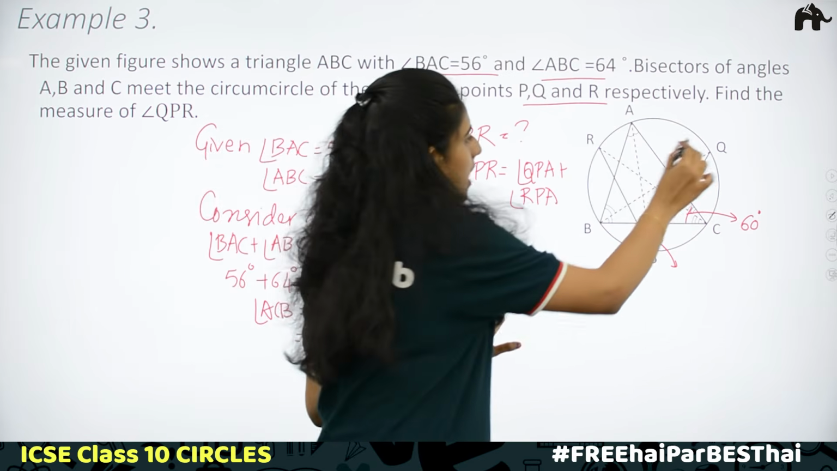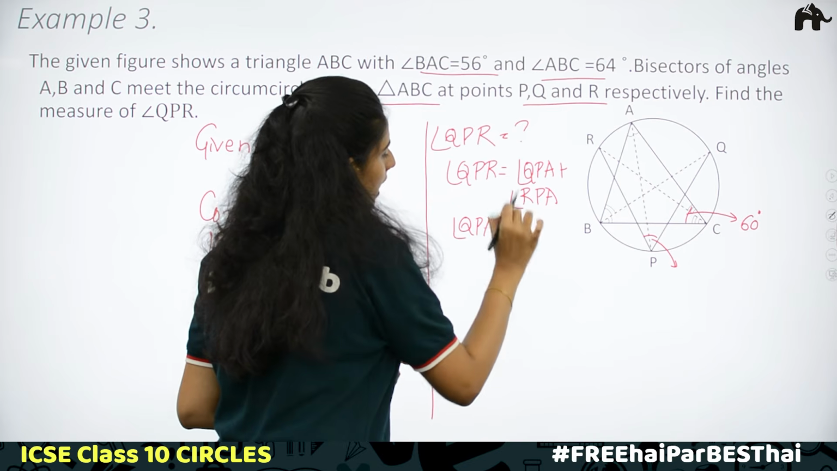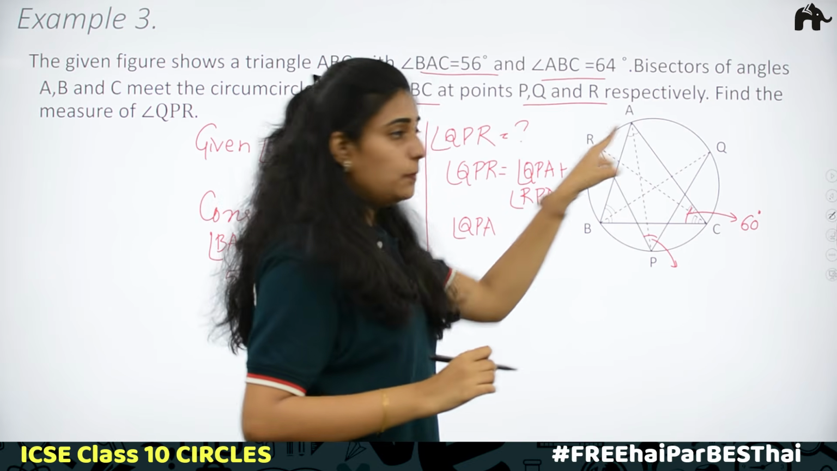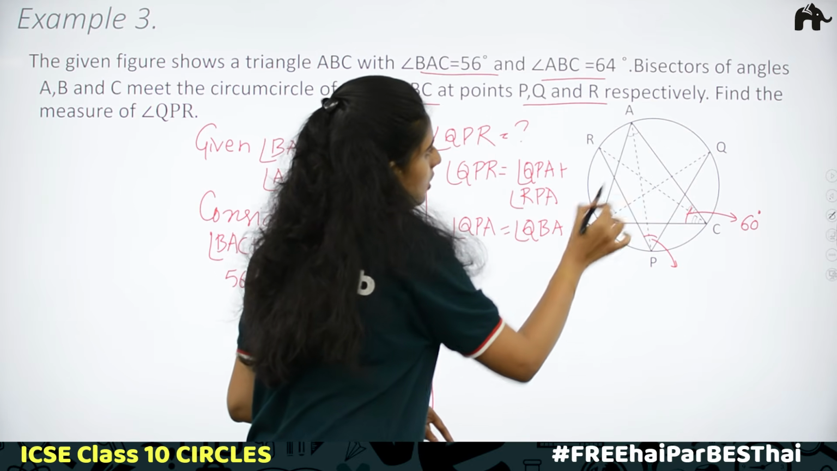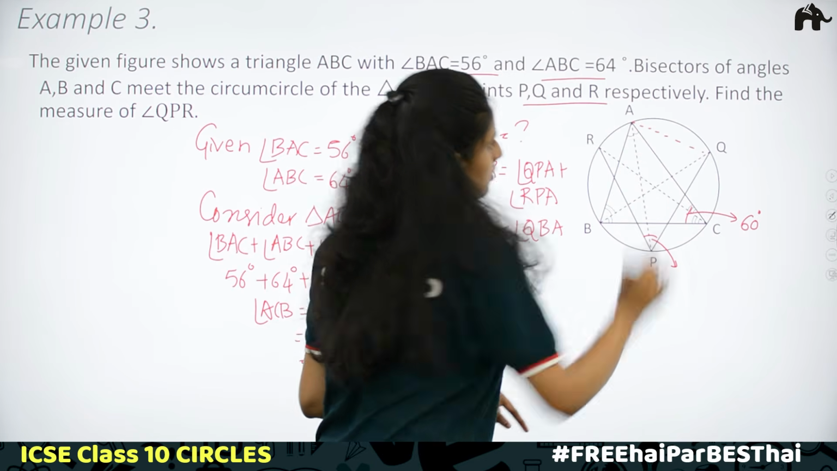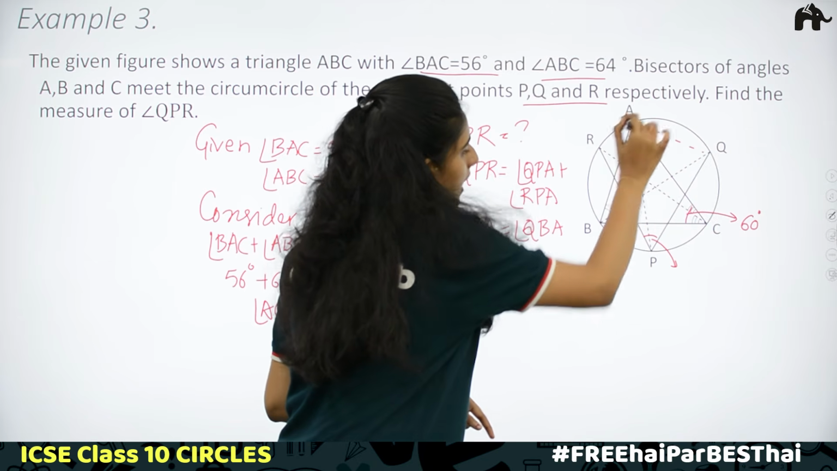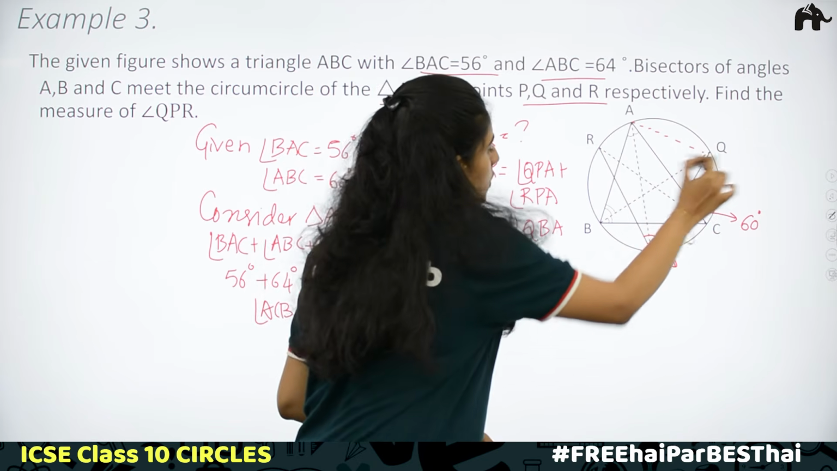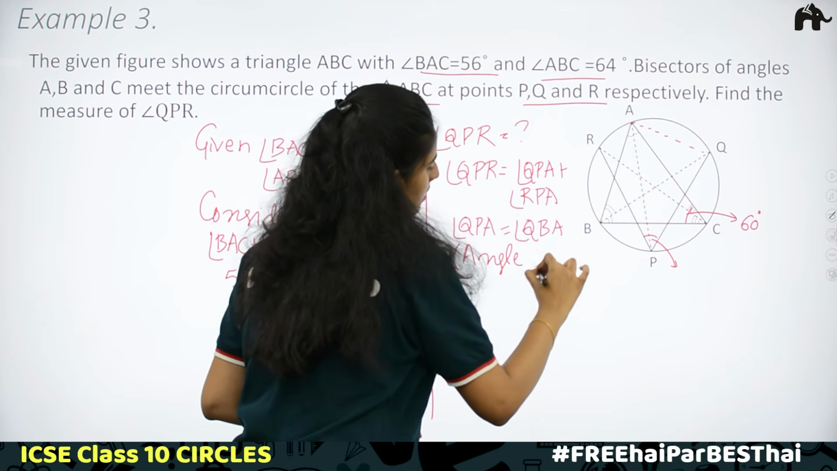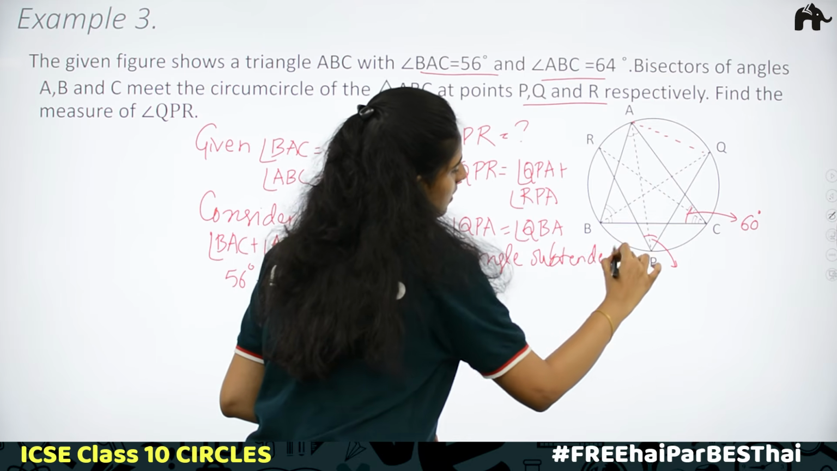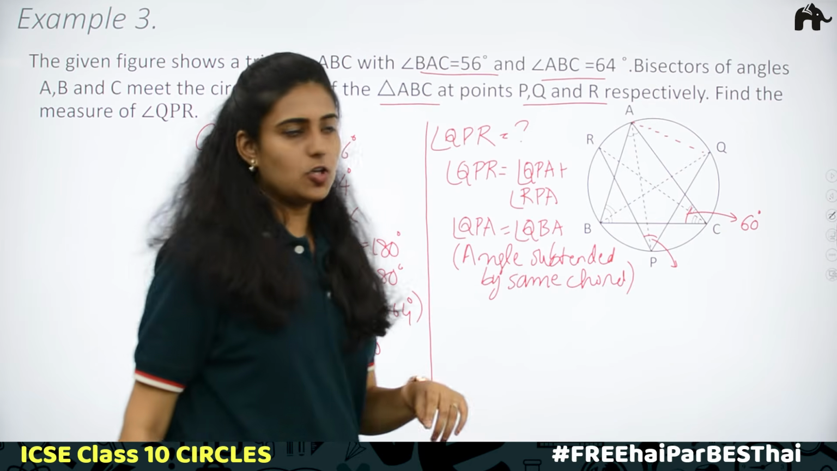How to find the value of angle QPA? QPA will be equal to QBA. When you consider the chord AQ, it subtends angle QPA at point P and angle QBA at point B. Angles subtended by the same chord are equal.